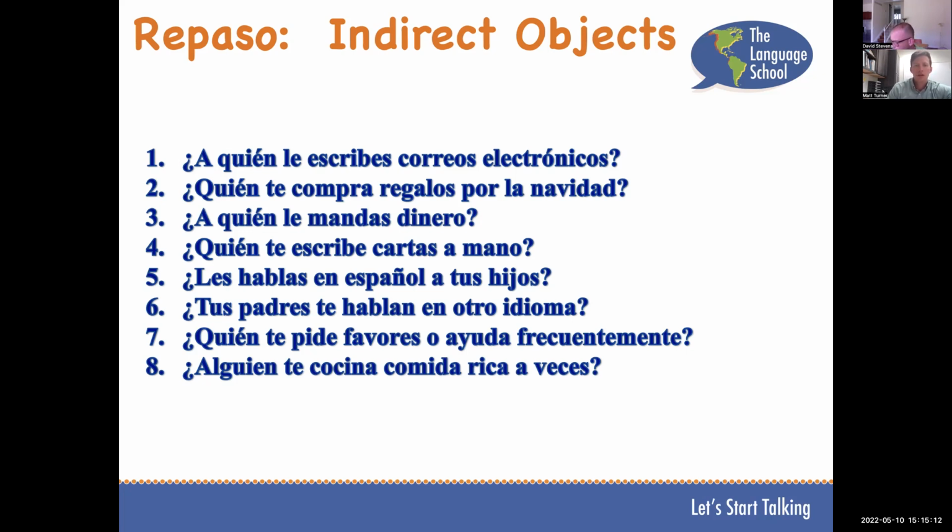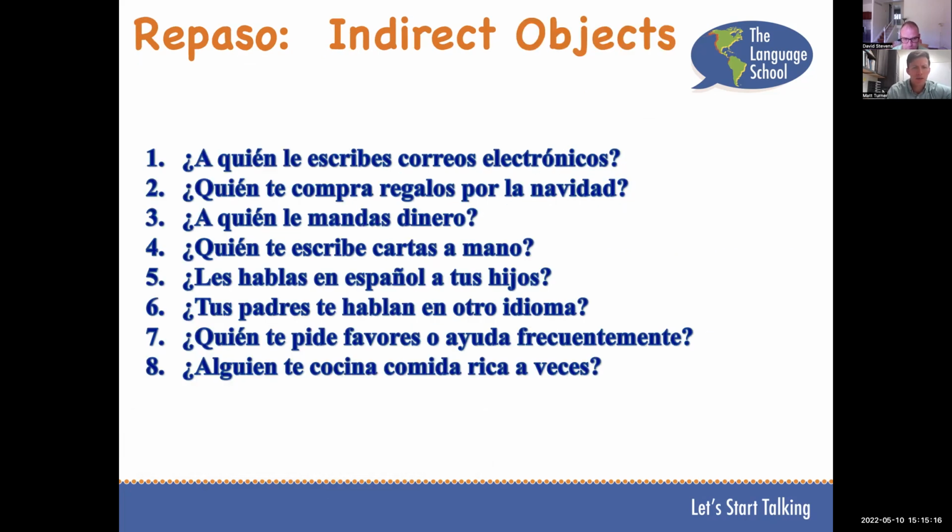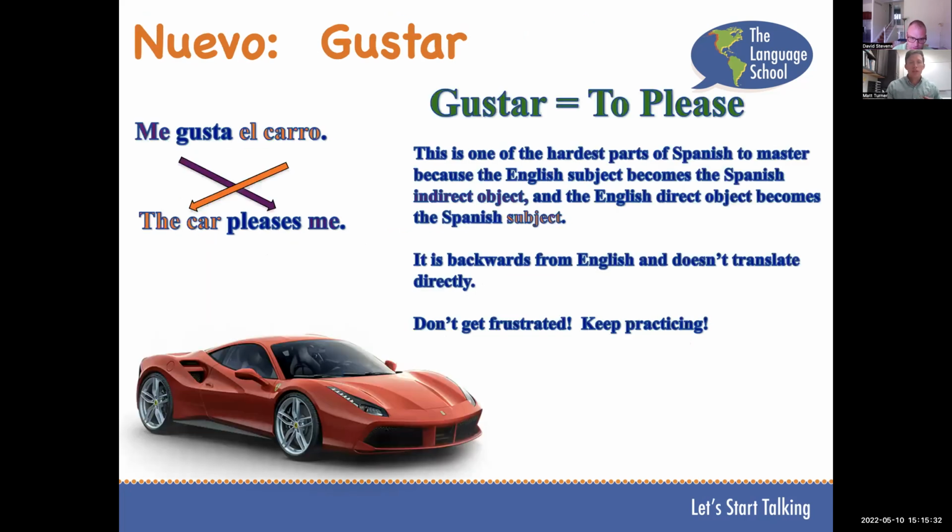Rica. Muy bien. I'll go back one real quick. I may have said the other one wrong. I said mis empleados, and I said me pide, but would it be me piden? Me piden. Favores o ayuda frecuentemente? Yeah, me piden porque son los empleados que te piden. Because piden, it became ellos. Them. Okay, ellos. Sí. Yep.